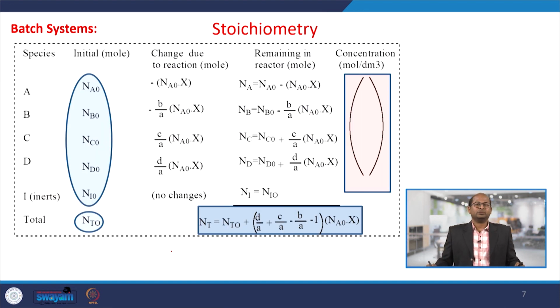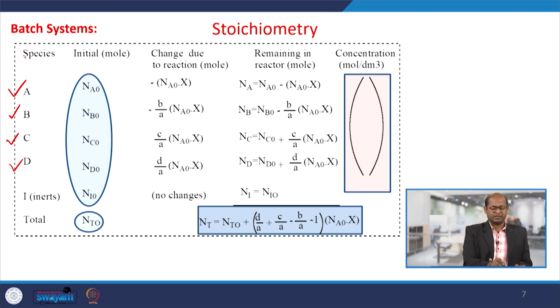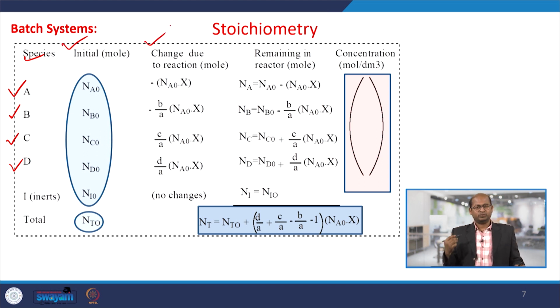Okay. So, this is the actual reaction when we have conducted it in the batch reactor. The components A and B are the reactants, and components C and D are the products. Here there is the species, the initial amount, the change due to the reaction, and the remaining amount, and these are the things we will fill up.